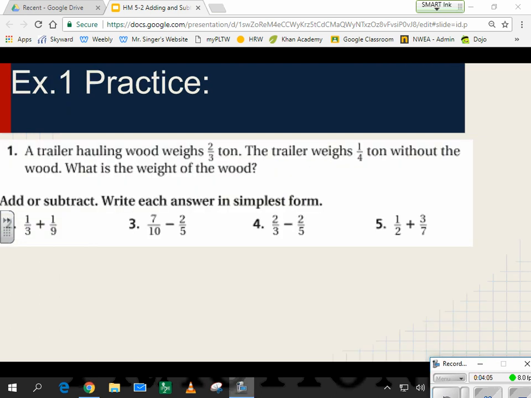I have 5 problems here I want you to try. All of them are adding or subtracting. The biggest thing is make sure you have a common denominator before you move on. Good luck on these, and then come back when you're done. We'll see how you did.